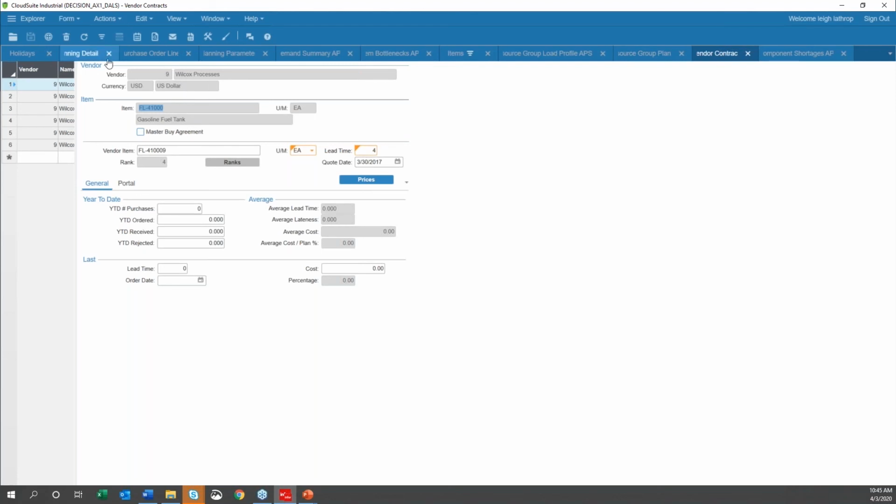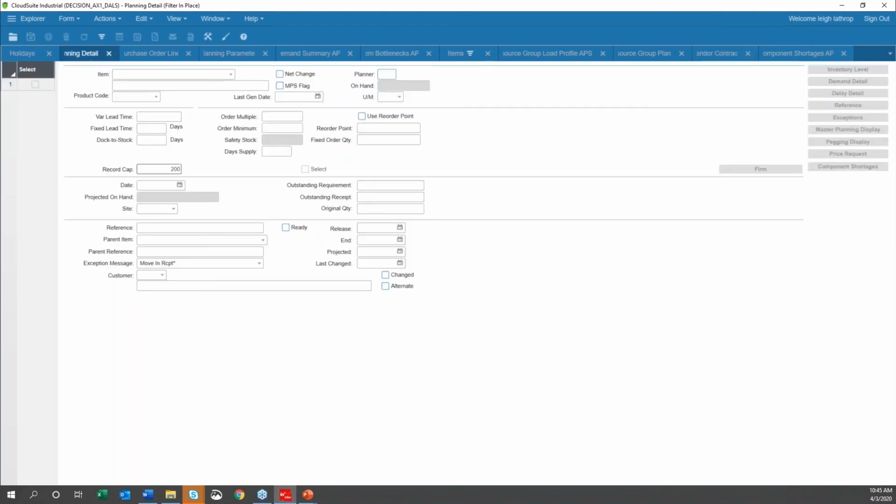But when we open up planning detail and we want to look at exception messages called move-in receipt, if I had my planner codes aligned, then I could run this query, if you will, from planning detail on items where the exception message is move-in receipt for a specific vendor.